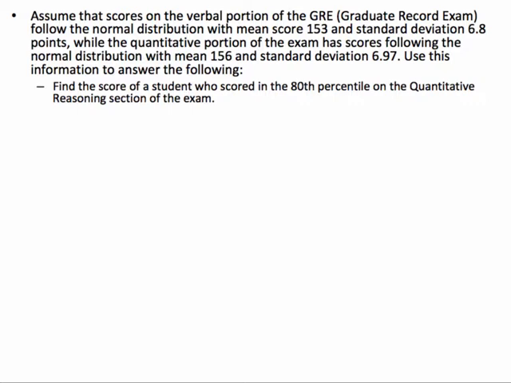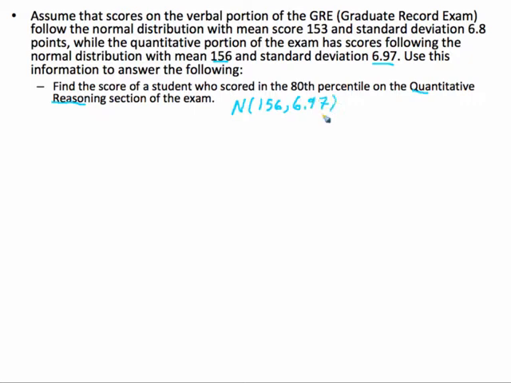Okay, so first thing is we've got to make sure we use the proper distribution. So we're talking about which one? We're talking about the quantitative reasoning exam. What was the mean and the standard deviation for the quantitative reasoning? That was the verbal. Oh, here's the quantitative. It's got a mean of 156 and a standard deviation of 6.97. So this distribution is assumed to be normal with a mean of 156 and a standard deviation of 6.97.